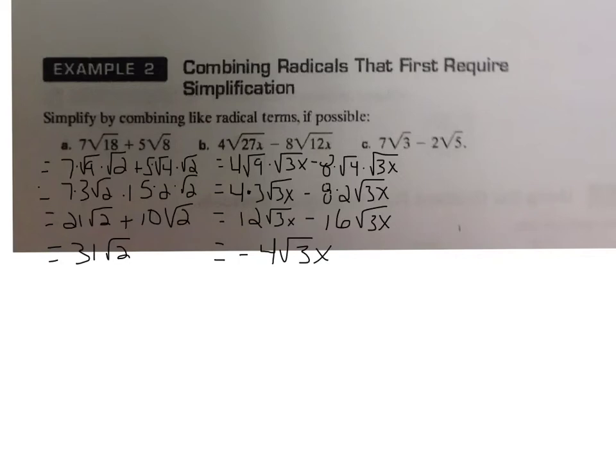Let's look at C. We've got 7 square root of 3 minus 2 square roots of 5. We can't break down square root of 3. There's no perfect square number that goes into it, besides 1, but 1 doesn't really do anything for us. Same thing with 5. There's no perfect square number that goes into 5 evenly. So this one can't be done, so we would just say it is simplified.